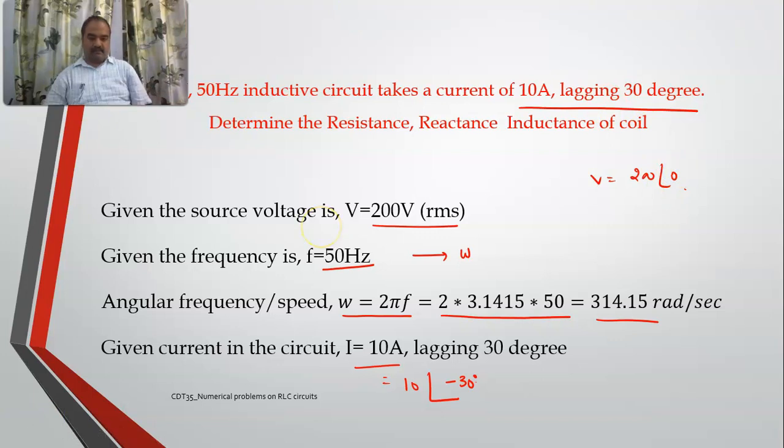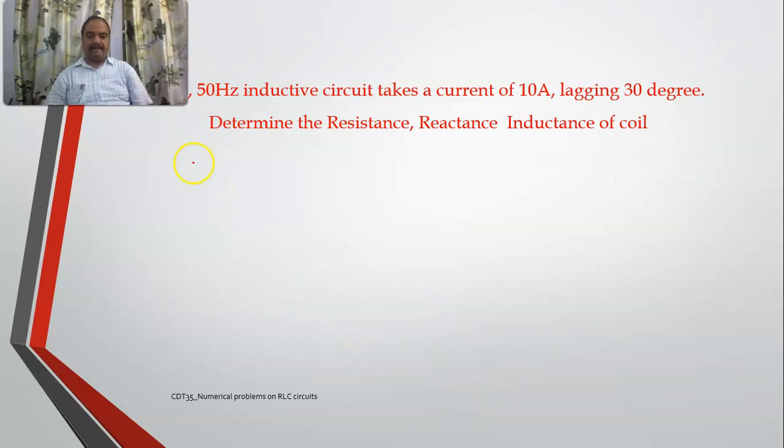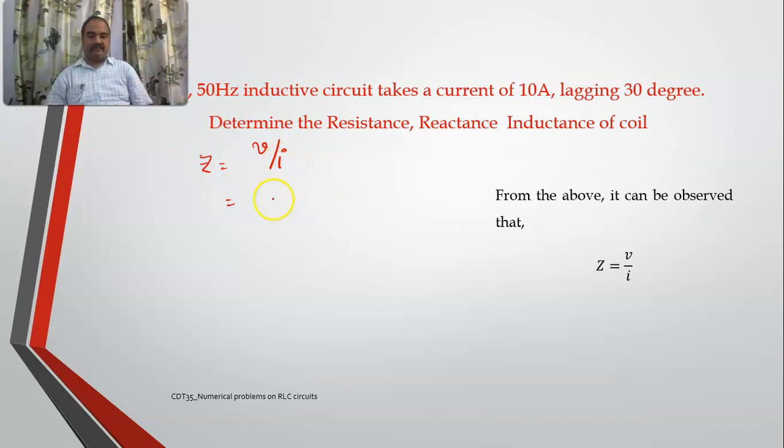Since it is said that it is lagging, if voltage is at 0, then the current will be at minus 30. If it was leading, I would have taken plus 30. So your current is 10 at an angle of minus 30. Now, it can be observed that your Z is nothing but V by I. Your V is given as 200 at an angle of 0, whereas the current is 10 at an angle of minus 30. If I divide, I'll get 20 at an angle of 0 minus of minus 30, which is 30.